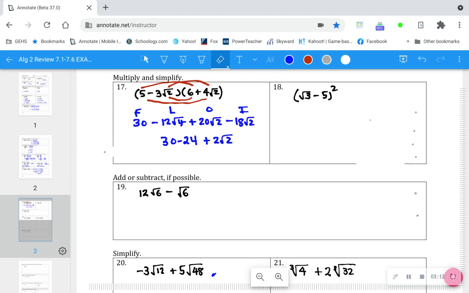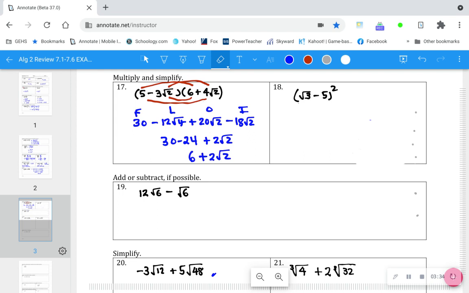All right, the 30 stays just like it is. If you take that second term there, 12 times root 4, the root 4 is just 2. So 12 times 2 is 24. And then I took the 20 root 2 minus 18 root 2 to get the 2 root 2. One more simplification, and we're home free.